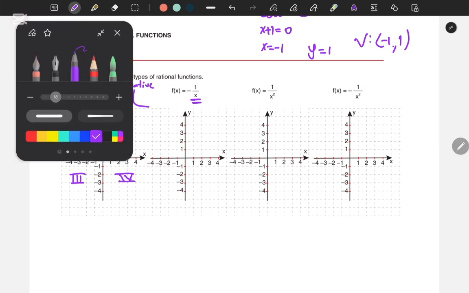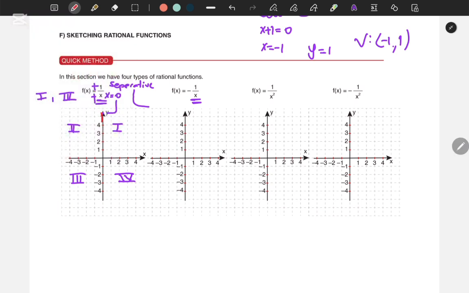So come to here, draw the border. Let me draw it in red color. You'll understand. Look, this is my border, x equal to 0. If I draw the graph from the first and from the third, this is first, this is third. Is it a separated graph? Yes. Is it touching the vertical red line? No, it cannot be touching.